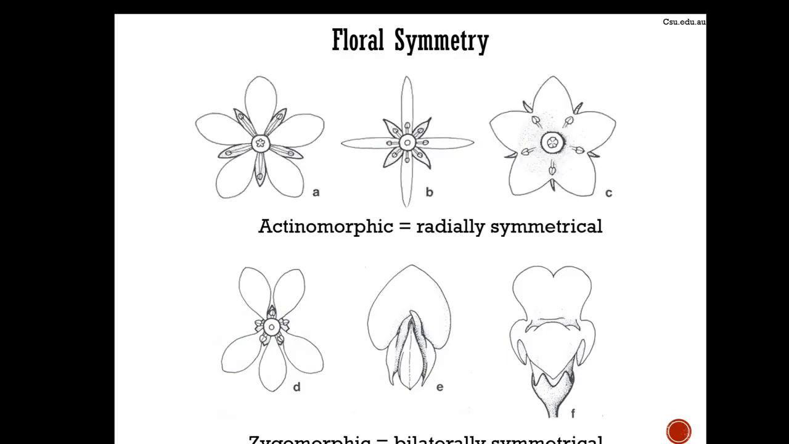Okay, the other way plant flowers are described is whether or not they're symmetric. Actinomorphic means radially symmetrical. That means if you were going to slice it in any direction, it would look exactly the same. Zygomorphic equals bilaterally symmetrical. So if you were going to slice that in half, there'd be only one direction you could slice it where it would look exactly the same on one side as the other.